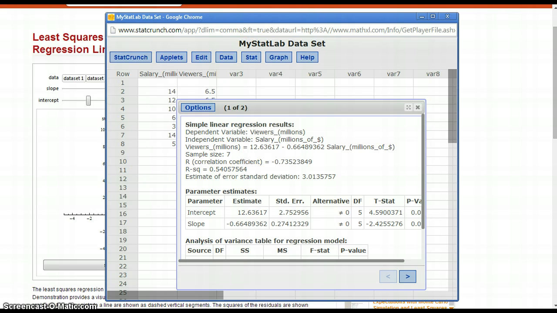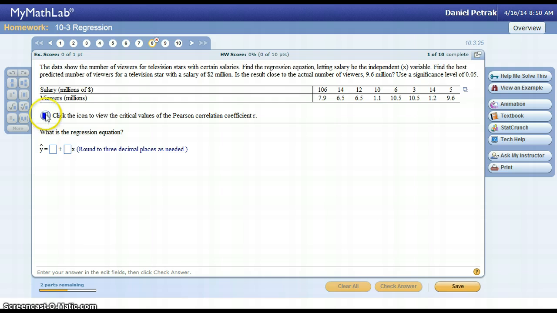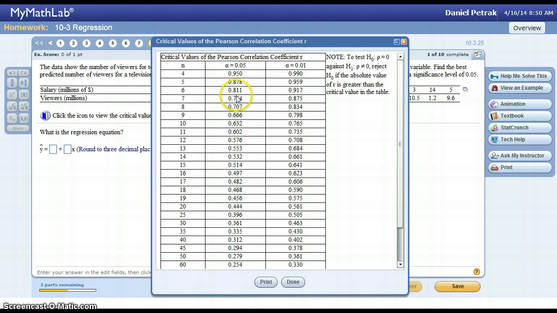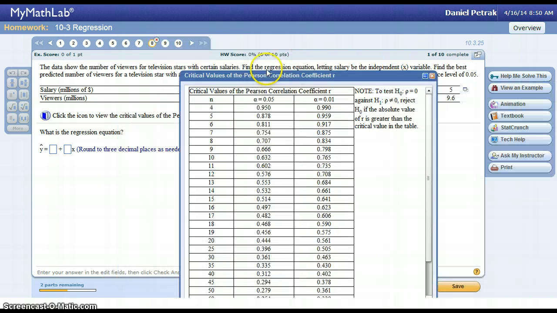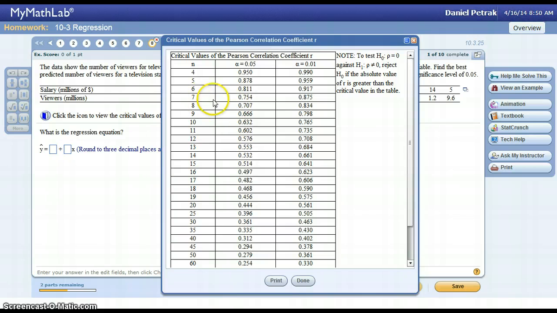So if I go back to my homework problem here, it's got a table here. This is the Pearson correlation. So if I have an alpha level of 0.05, which I think is what we had here, yeah, a significance level 0.05, I'm going to look in this column, and if I look in row 7, I need an R value, the absolute value of that R value, to be over 0.754 for it to be significant. And notice if it's an alpha level of 0.01, it even has to be closer to 1 or negative 1. So it's the absolute value of that.